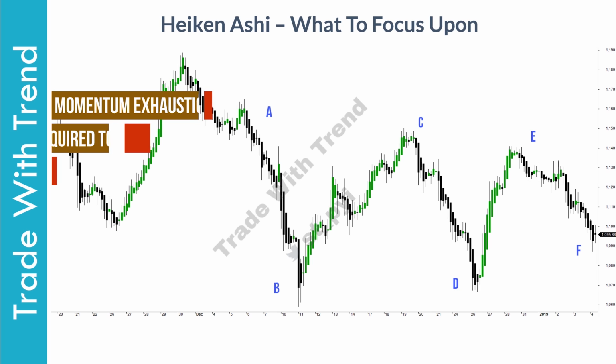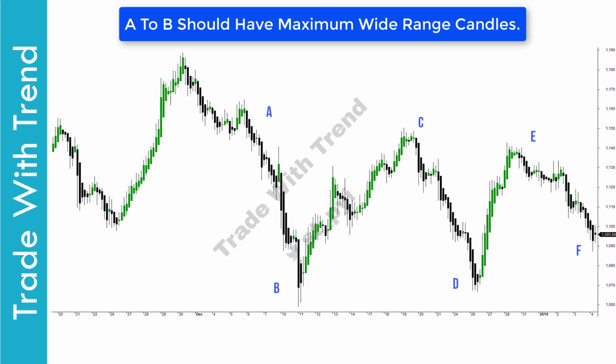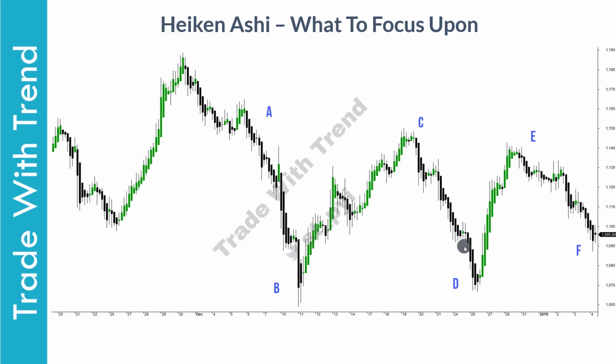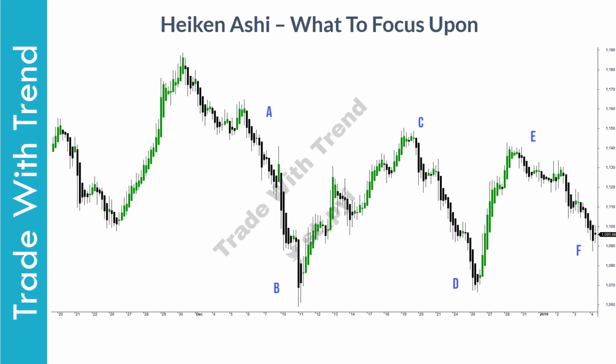If you look at the swing move from point A to point B, there are 8 Ikenishi candles that are wide in range. This represents a strong downtrend in the market. From point C to D, there are 7 wide Ikenishi candlesticks, which again represent momentum on the downside. But when you look at the move from E to F, there are only 4 wide Ikenishi candles.